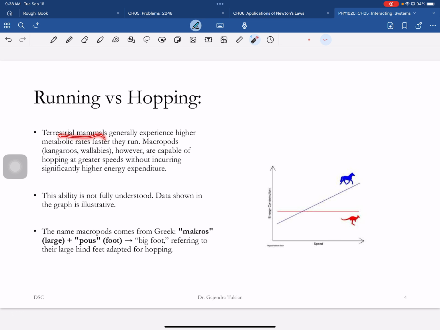Terrestrial mammals experience higher metabolic rates when they run faster, so your rate of energy consumption is higher when you run faster. Kangaroos, macropods, are capable of hopping at greater speed without incurring significantly higher energy expenditure. This is not actual data. This is just illustrative data, shown as illustrative.